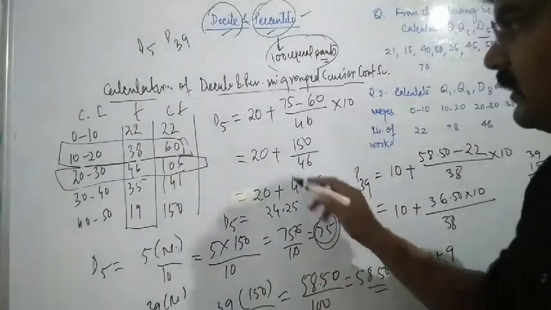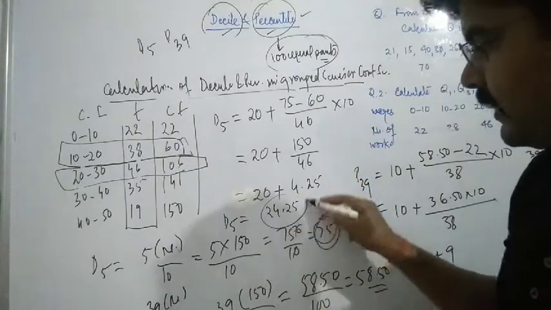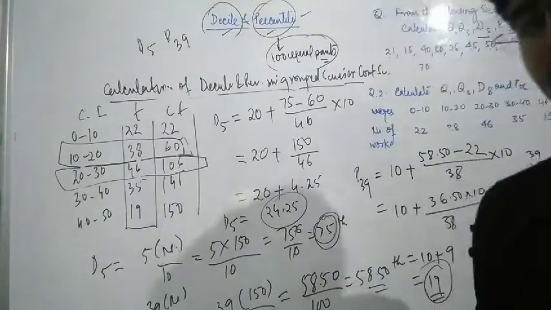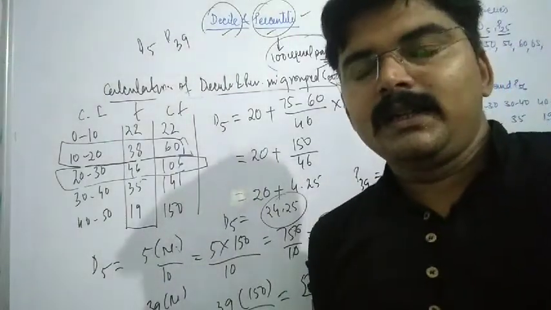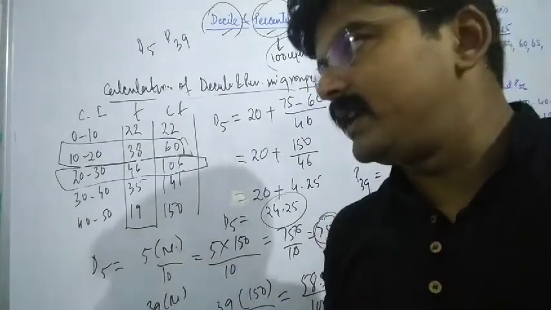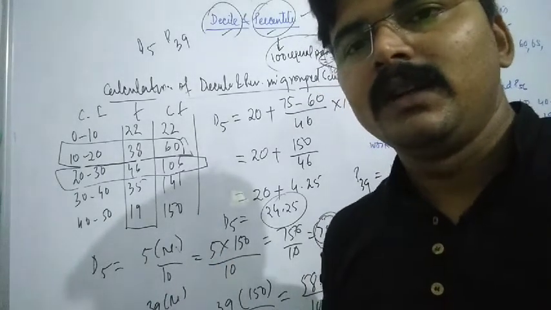And D5, we have just calculated, is 24.25. So in this way we can easily calculate the percentile and decile in all the series, like the individual series, discrete series, and the group series.